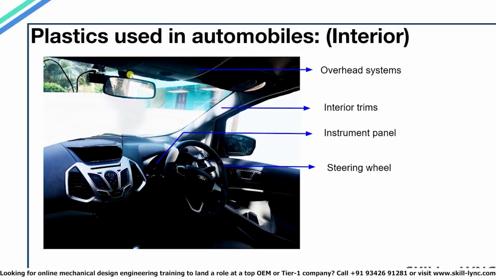This slide shows the interior car parts that are injection molded plastics. The overhead systems, the interior trims, instrument panel, and steering wheel, these are all made using plastics.